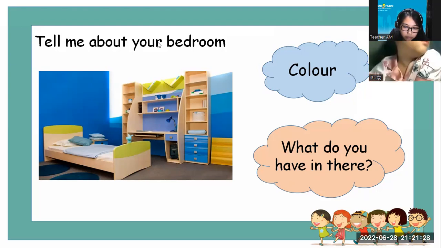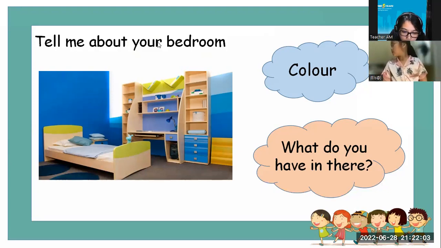Is yellow, blue, and green, and white. Okay, so what's inside your bedroom? I have two beds. I have two desks. I have two pictures. I have one bookcase. I have a window. Finish. Okay. Very good.